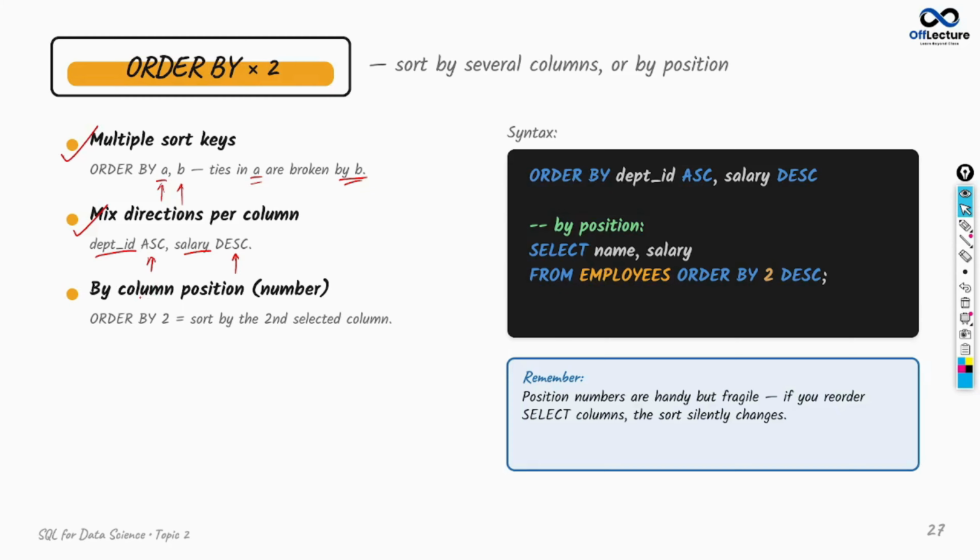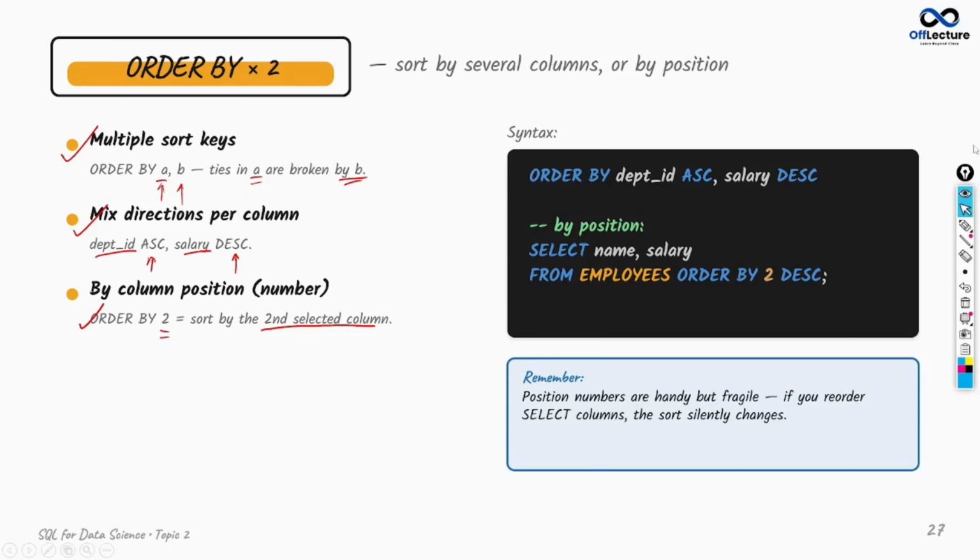There's also a shortcut for order by using numbers, that is, order by a number sorts by that column's position in the select list. So order by 2 sorts by the second selected column. It's handy but fragile. If you reorder your select columns, then the sort silently changes. Okay. So if you are writing 2, it will sort your data using the second selected column.